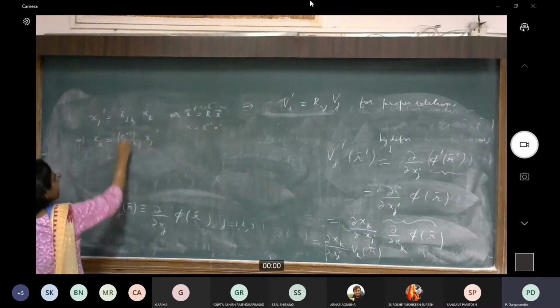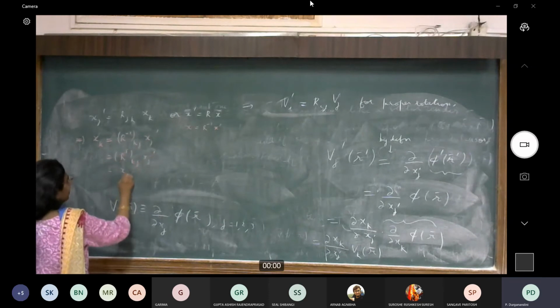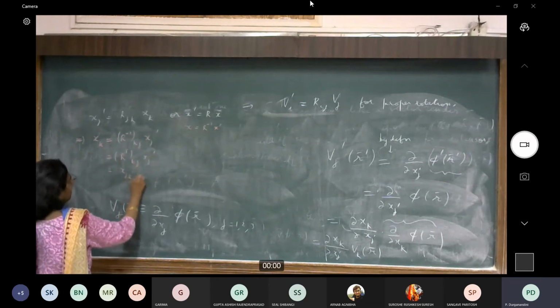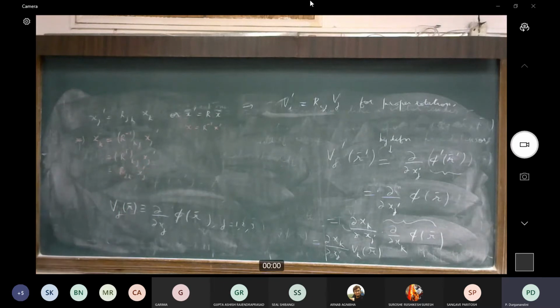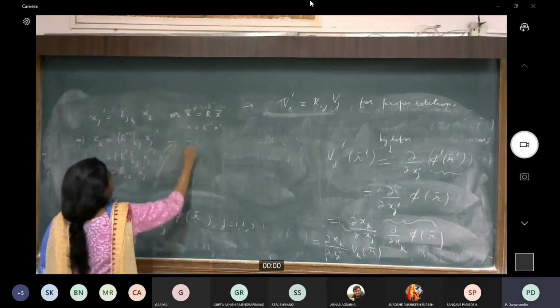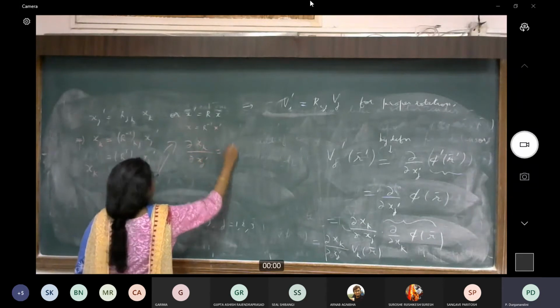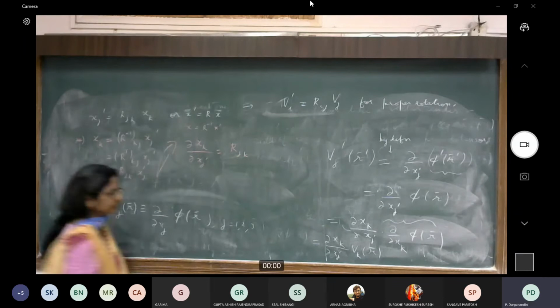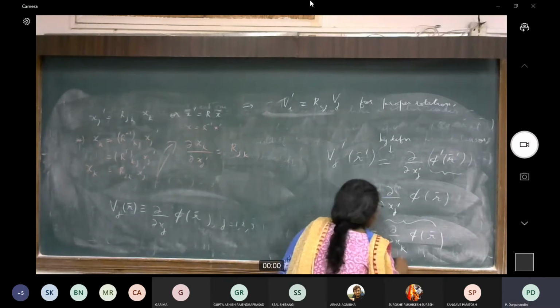But r inverse is nothing but r transpose, so we get xk equals rjk xj prime. Fine. So your xk is related to xj prime like this. Therefore, del xk by del xj prime will be equal to nothing but rjk.